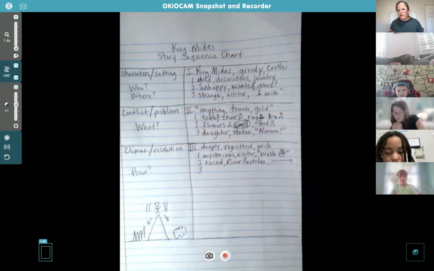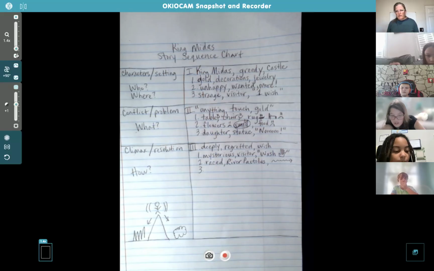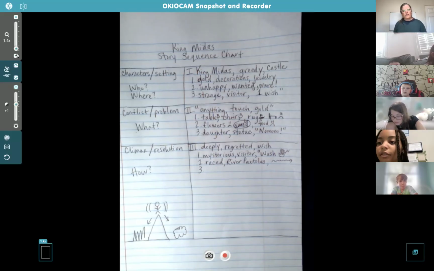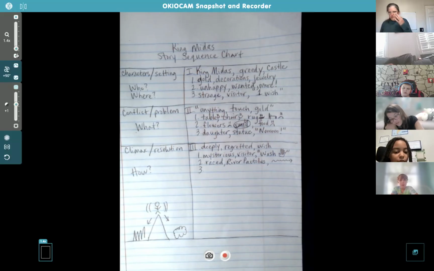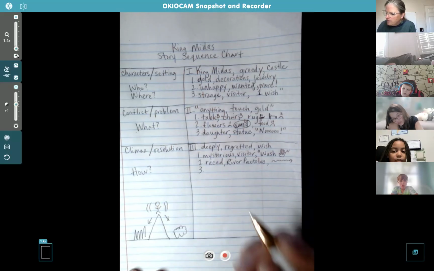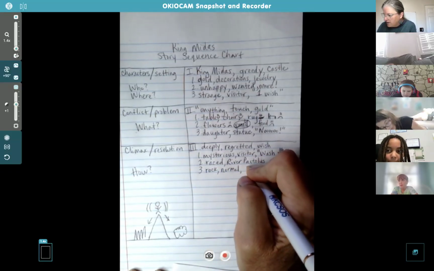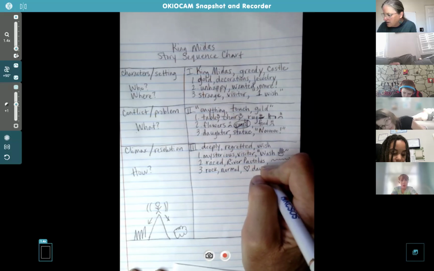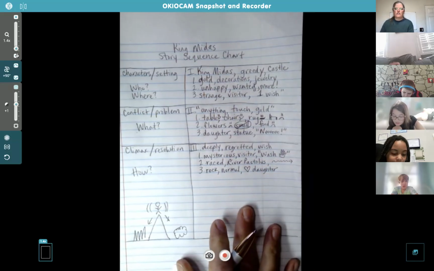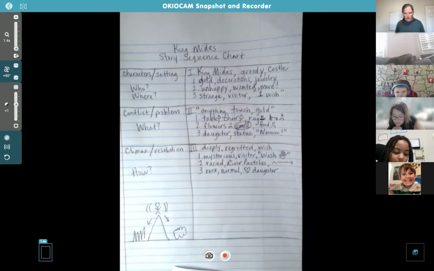After the gold came out of his hands, what happened? What did he do? He picked up a rock and it didn't turn gold. Everything went back to, what was the word they used? Everything went back to normal. Normal. Very good. So we could put rock, normal, and maybe especially the daughter. I'm going to put a heart and daughter. So when you write that sentence, you could say the rock and his daughter, everything was back to normal, the way it was supposed to be.